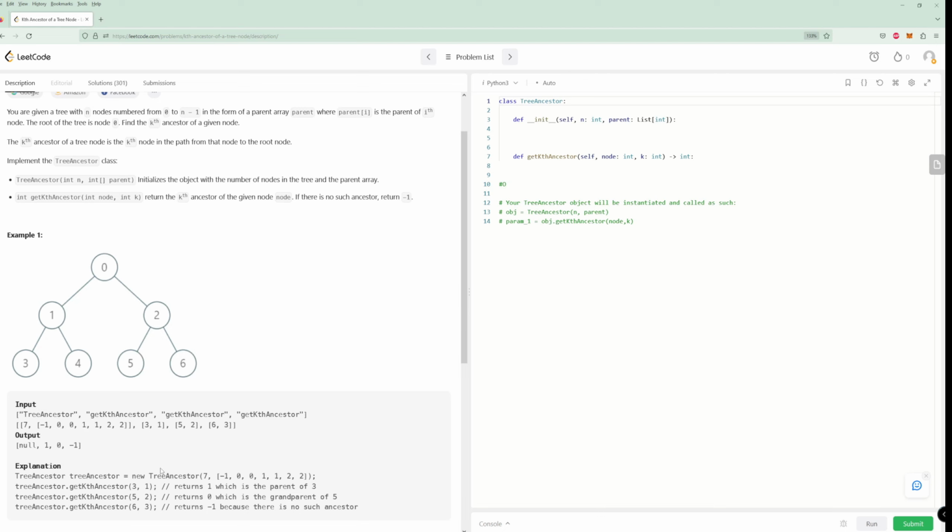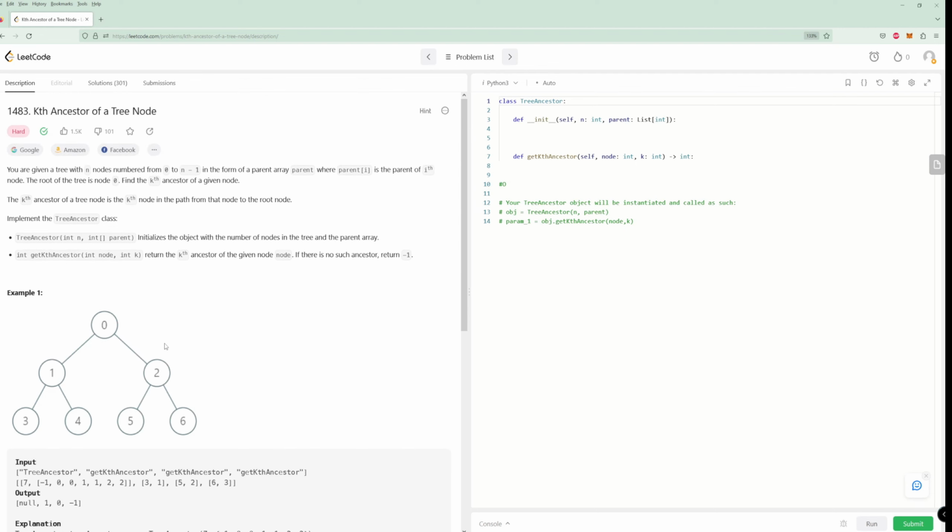For example, if we're given node 3 and we're asking for the kth ancestor, we just go up 1, so this would be the parent. If we were given the second ancestor, we would have 0. If we're given the third ancestor, we'd have -1 because it doesn't exist, and so on. And this is a balanced tree, but it doesn't have to be balanced.